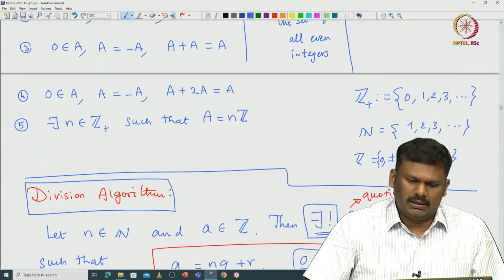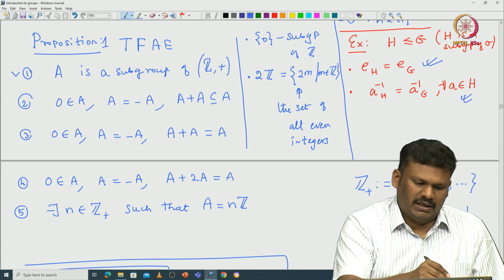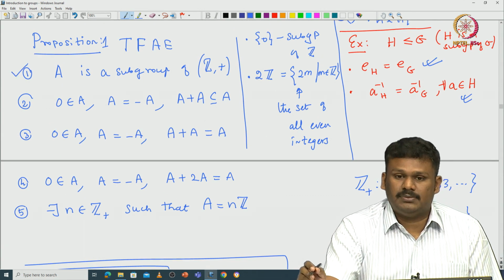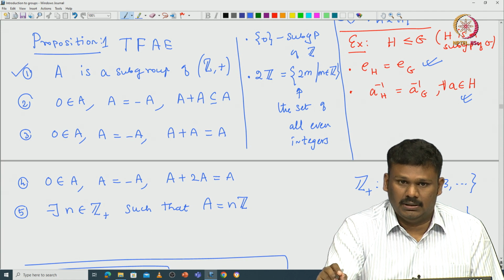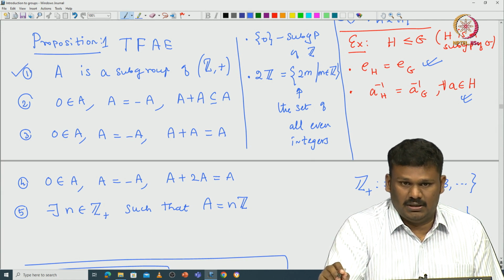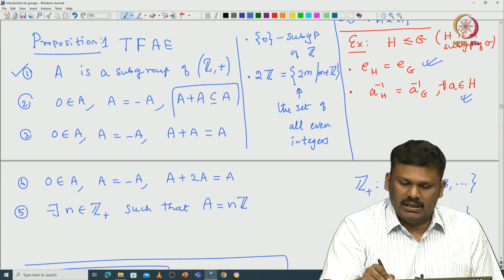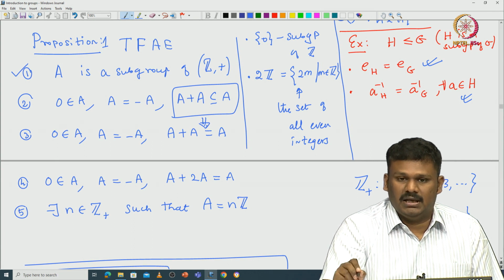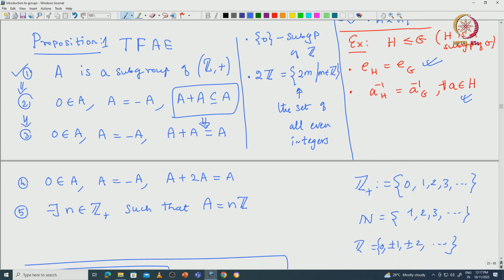So, if you go back to the proposition that I stated, from the definition it is clear that A being a subgroup will immediately imply 0 is in A and A equals minus A, and then A plus A is a subset of A. Since 0 is in A is assumed, this A plus A subset of A will imply that A plus A equals A. So 1 implies 2 and 2 implies 3, they are obvious.